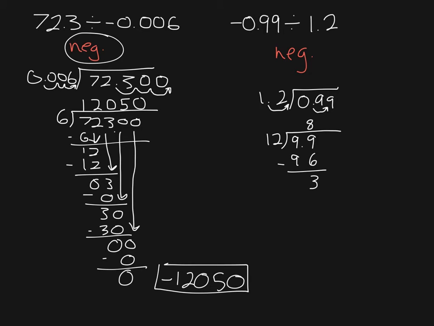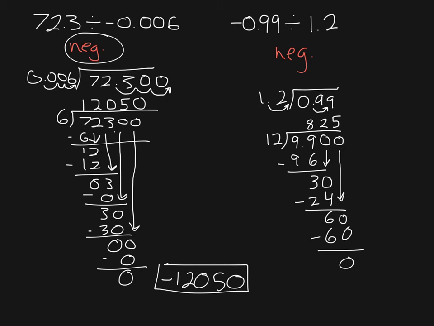Now this is another case where I'm going to have to add a 0 here that I can bring down. Put the 0 there. 12 goes into 30 twice. 2 times 12 is 24. Subtract that, I get 6. Have a 0 there now. Bring that down, I have 60. Now 12 goes into 60 evenly. It goes in 5 times. 5 times 12 is 60, and we get 0.